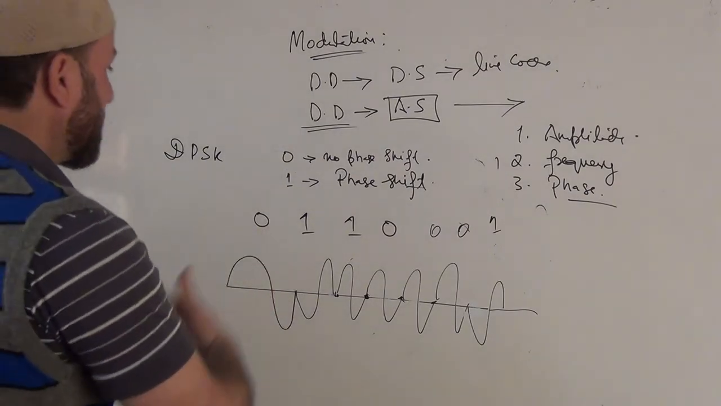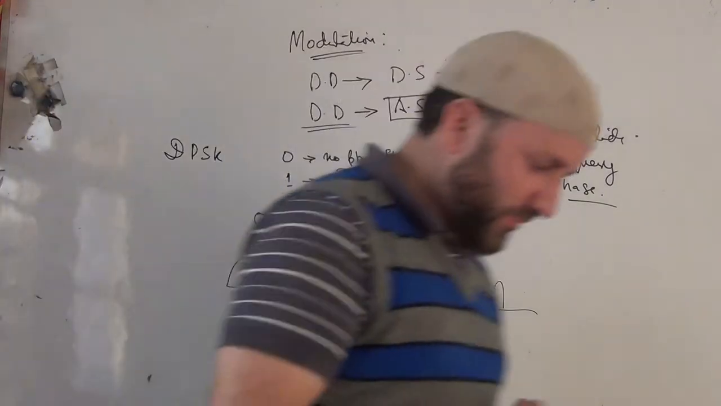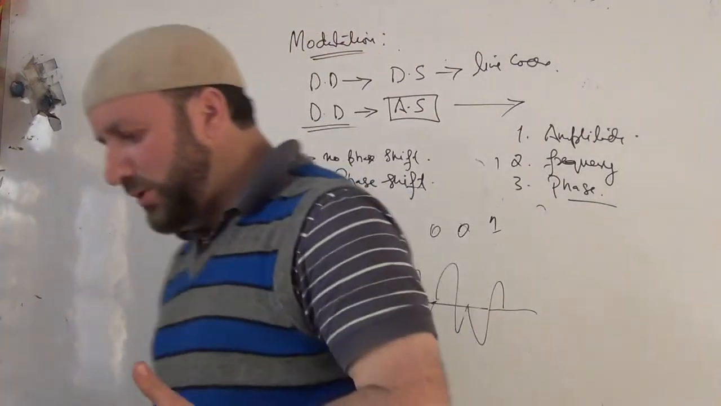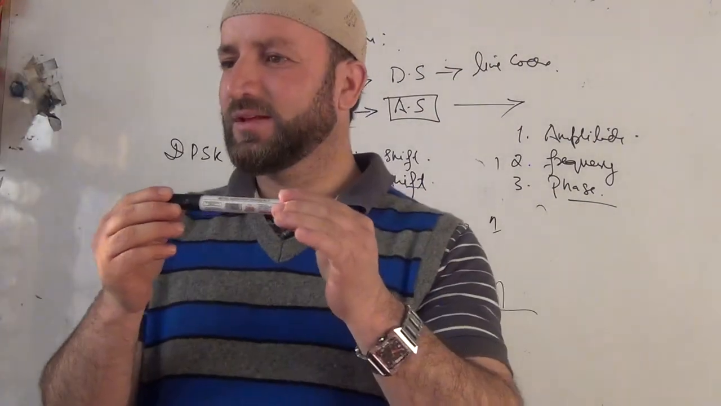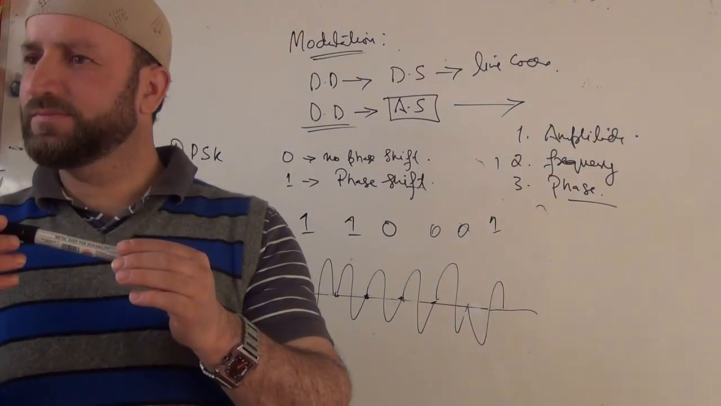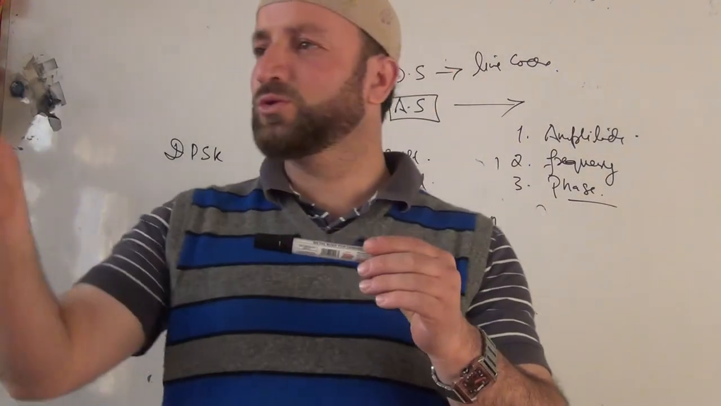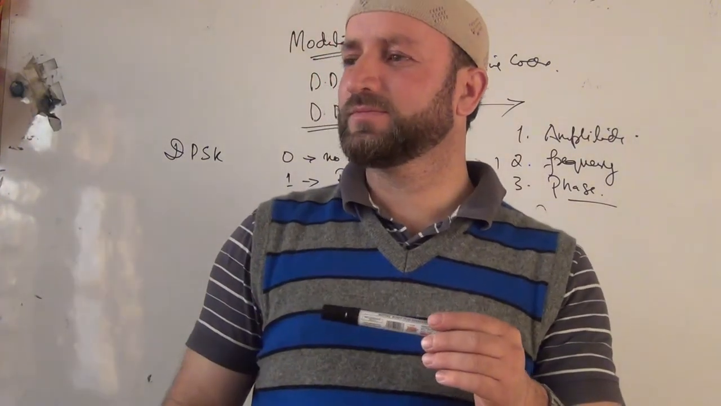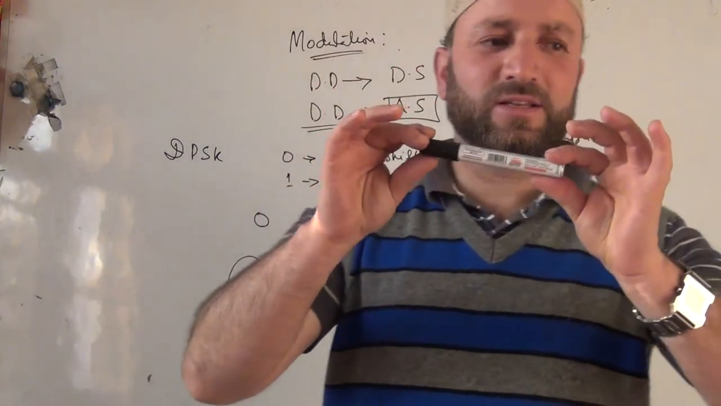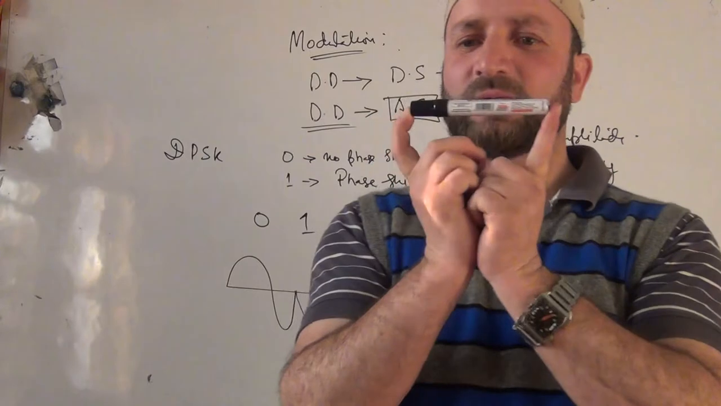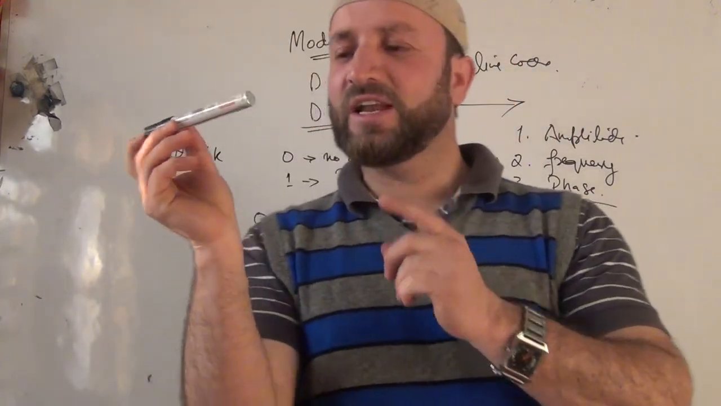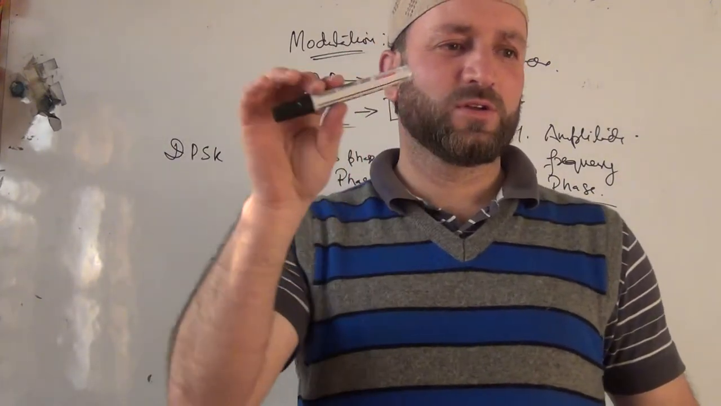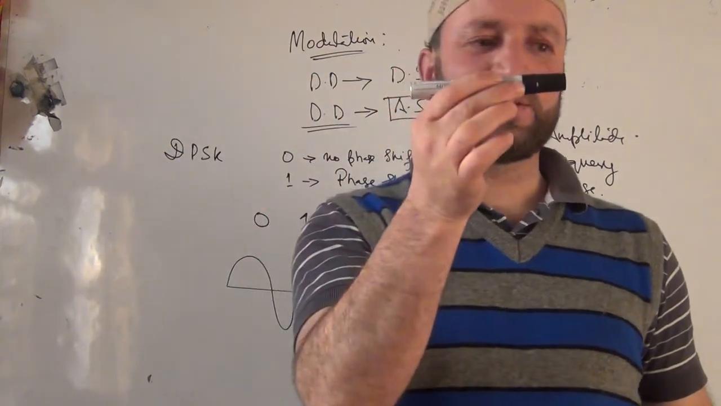Okay, buddies. Now we move. What are we going to do now? We want more bits per signal. Now if I am sending this signal, listen here. If I send it like this, it is 0. If I send it like this, it is 1. For example, if I send it like this, it is 0, and if I send it like this, it is 1.